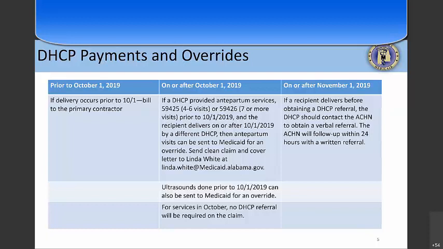Okay. If an OB patient has other primary insurance and Medicaid secondary, does the initial prenatal visit have to be billed to the primary insurance for denial before being billed to Medicaid? Yes.